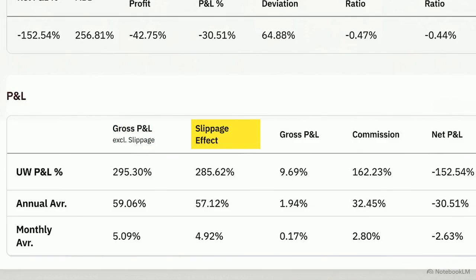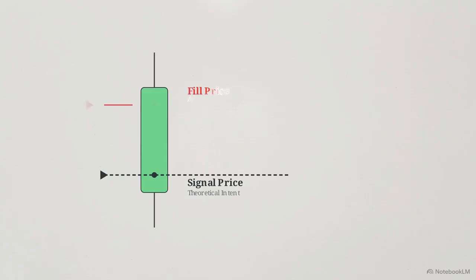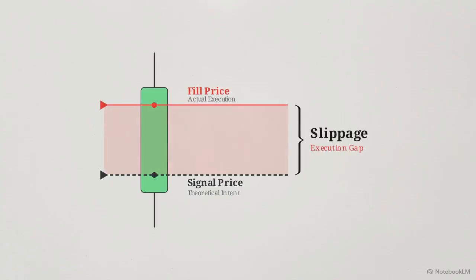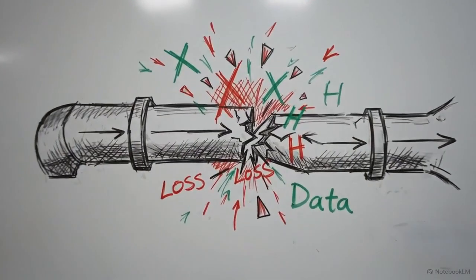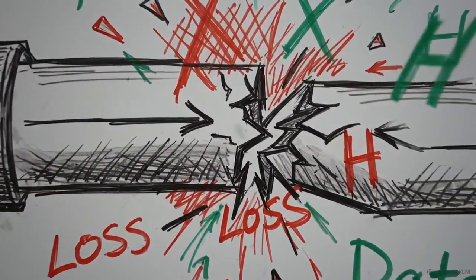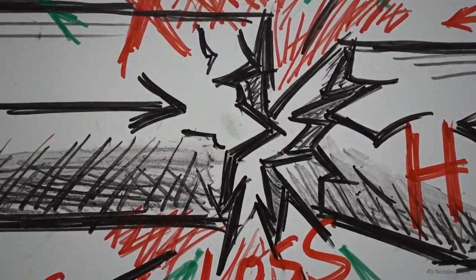Moving one column to the right, we hit step 2, the slippage effect. This is the most aggressive form of market friction. Slippage isolates the financial difference between the price where your algorithm signaled a trade and the actual fill price you received from the broker. It quantifies the combined penalties of network latency, widening bid-ask spreads, and a thin order book during periods of high volatility.